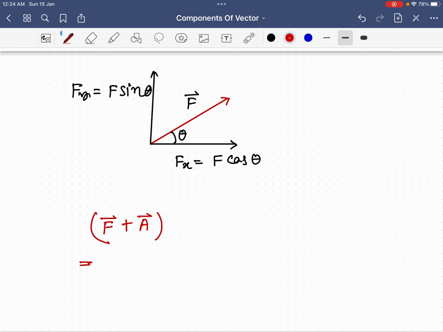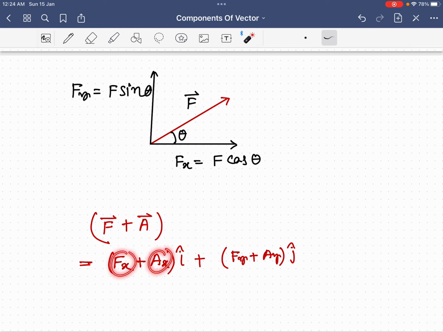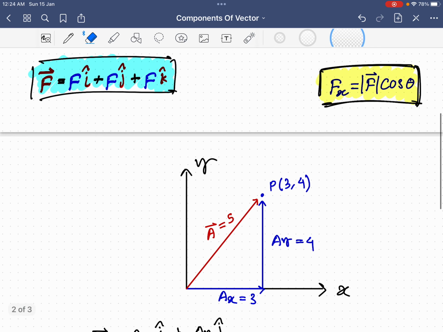So what we will do, we will take the x component of f, add it with x component of a. We will give it the i cap, plus similarly with y component. How simple is that? And remember, these are just numbers, okay? They don't have any direction because the direction is defined by this term only. Okay? We'll see about that in our vector addition class. So this is pretty much the whole part.